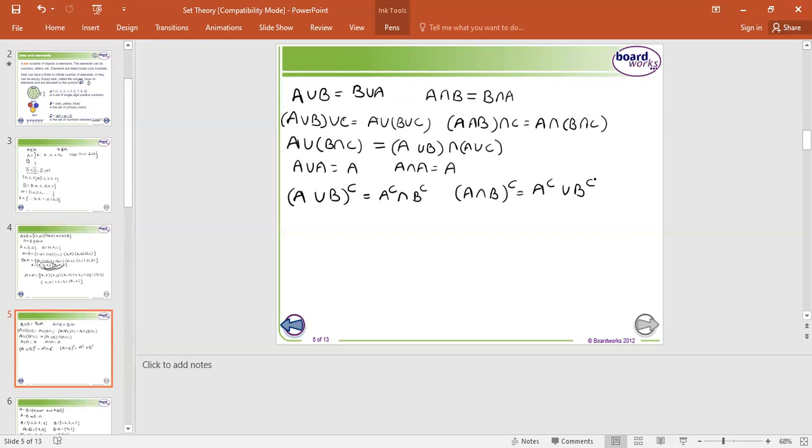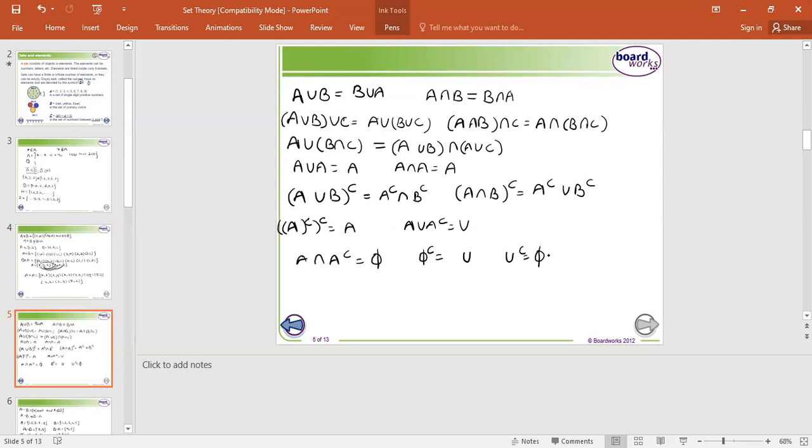Then properties of complements. In the complement property, the complement of A complement, we will get only the A set. A union A complement will be the universal set. A intersection A complement will be the empty set. Complement of the empty set will be the universal set, and the universal complement will be the empty set.